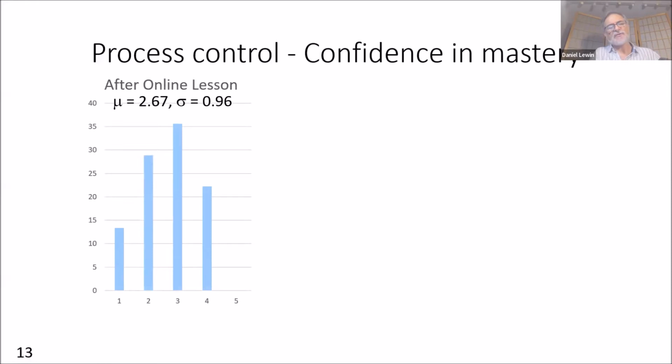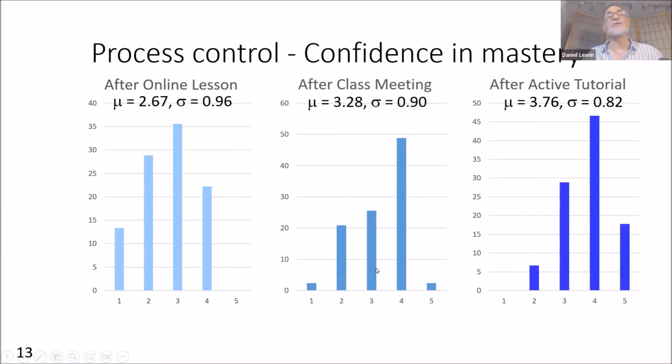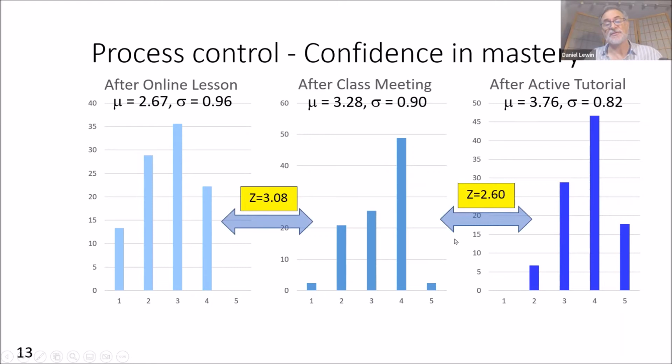So I've got less than midway. 3 would be an average confidence, so we're under average here. After the class meeting, things have improved a little bit. And the biggest improvement is, of course, after the active tutorials. The more they get involved, the more they get active, the more they feel confident in what they've learned. Kind of makes sense. And statistically, these are all significantly different distributions.